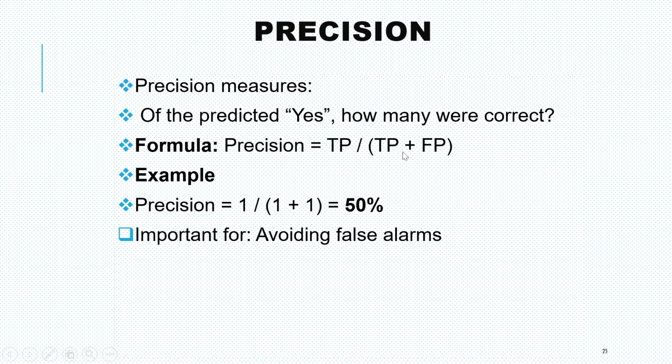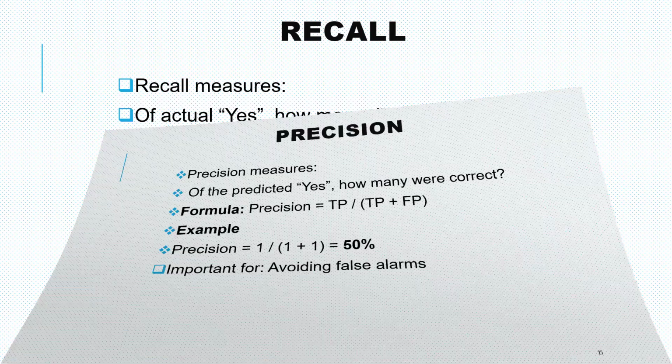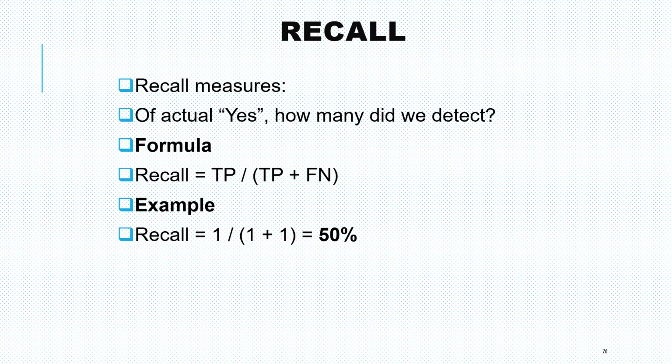Then the next one is the recall. If we say recall, that metric measures, of the actual yeses that you have, how many did we detect? And the formula says true positive divided by true positive plus false negative. So from the table, the true positive we had 1, and false negative we had 1. So that is also going to give us 50%.